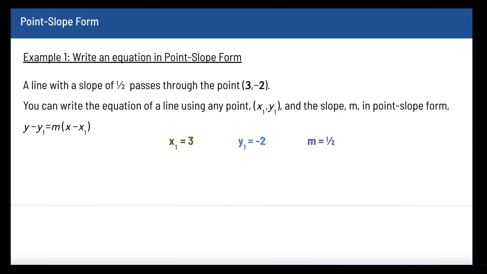So from our situation, we know that the x value is 3, the y value is -2, and m is 1/2, because slope is 1/2, and they gave us the point (3, -2). We now simply plug these numbers in where they belong in the formula. We replace y1 with -2, we replace m with 1/2, and we replace x sub 1 with 3. We simply need to simplify, noticing that it's y minus -2, so we'll change that to y plus 2 equals 1/2 times x minus 3. And we have written an equation in point-slope form.